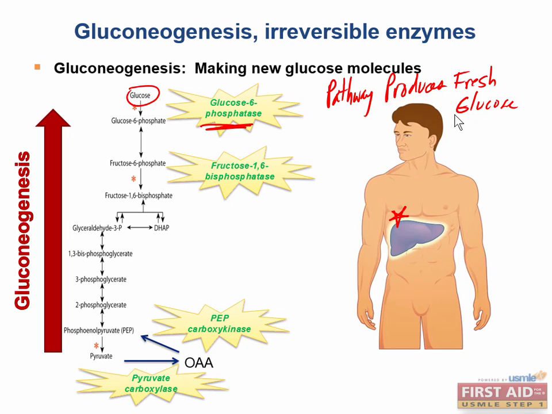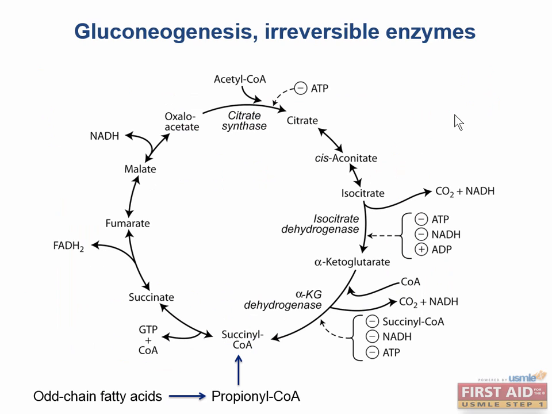Now, how else can we make glucose molecules? Well, here we see our TCA cycle, which we already touched on. Now, the odd chain fatty acids can serve as glucose sources, since they yield propionyl-CoA, which can then enter the TCA cycle as succinyl-CoA.